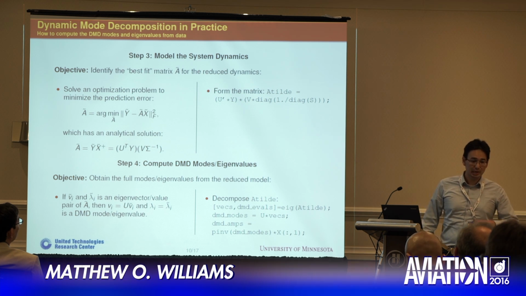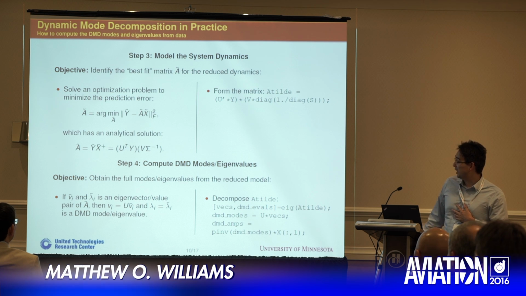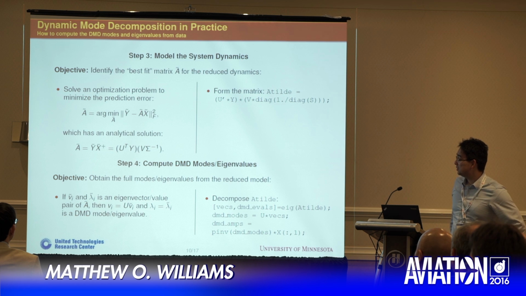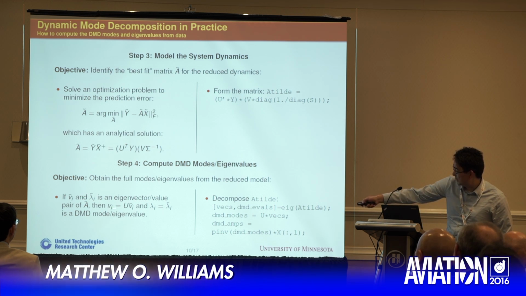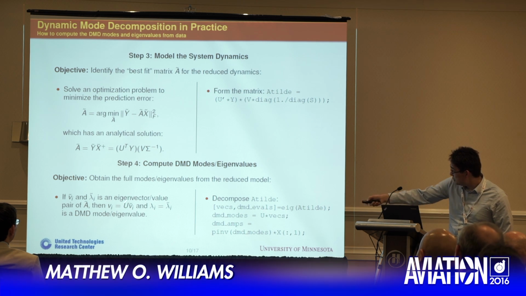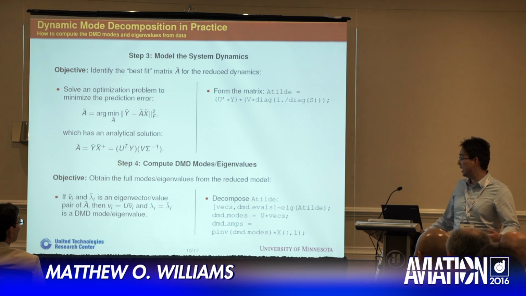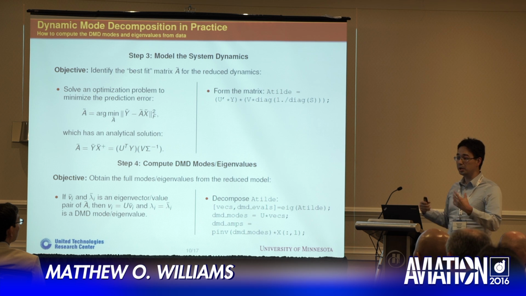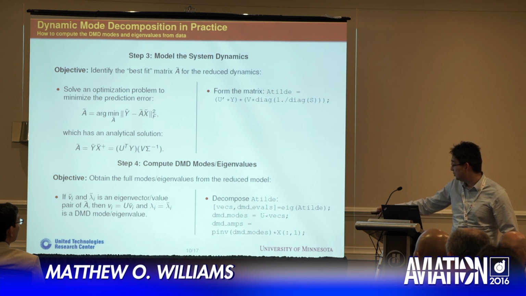Once we have A tilde, now we want to get at the DMD modes and eigenvalues. So we decompose A tilde to get eigenvectors and eigenvalues, V tilde and lambda tilde. Then it turns out that the DMD mode is just U times that eigenvector, and the eigenvalue remains unchanged. And in MATLAB, again, you call eig to decompose A tilde. It's small enough that this is typically computationally feasible. Multiply by U to get the DMD modes.